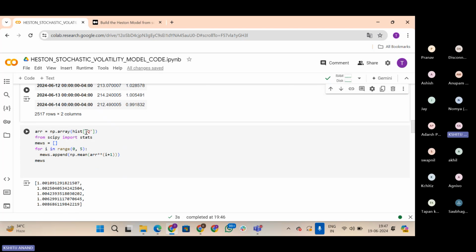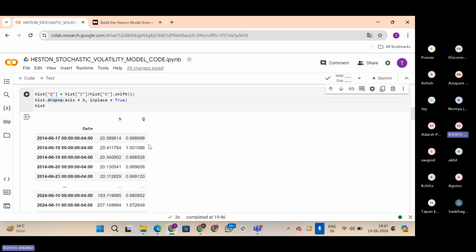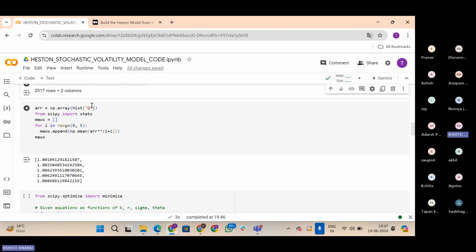Okay. Now, this Q is basically a pandas data frame. You know what a pandas data frame is. So we have converted it into an array. Once we have converted it into an array, it is very easy for us to get the 5 moments. So this is the first moment.